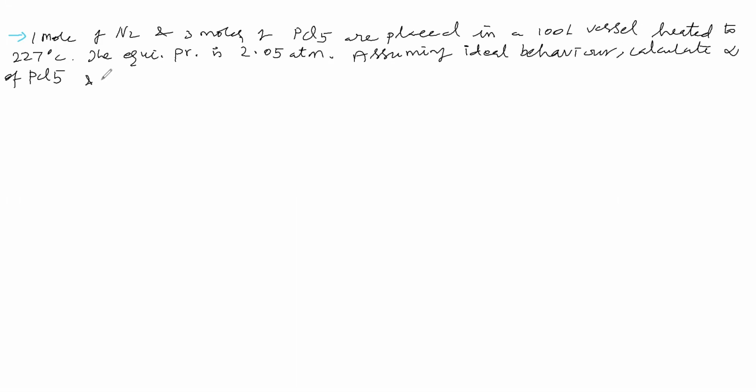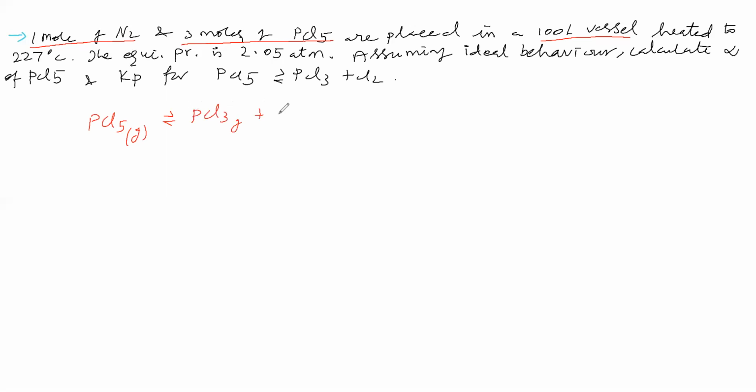And Kp for PCl5 gives PCl3 and Cl2. Okay. So now, as per the sum, we have taken 1 mole of N2 and 3 moles of PCl5 in a 100-liter vessel. This PCl5 undergoes a decomposition to give PCl3 and Cl2.